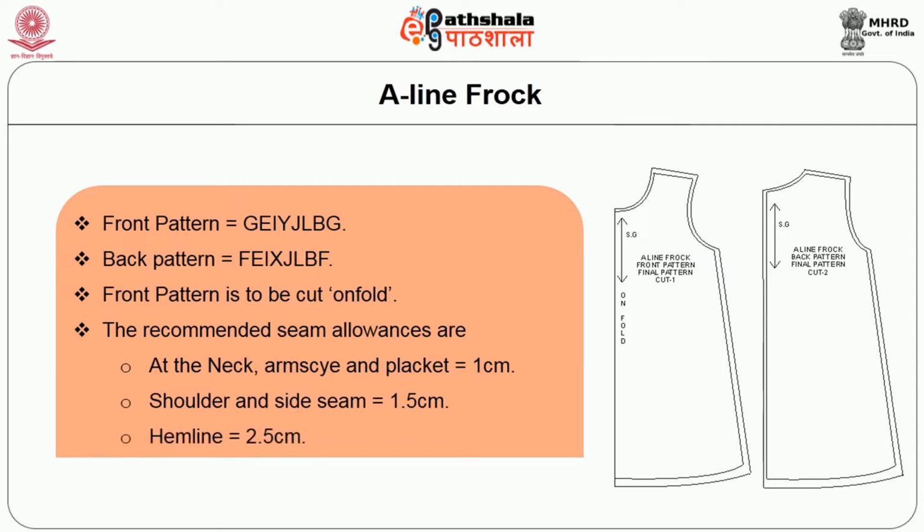The front pattern is GEIYJLBG. Back pattern is FEIXJLBF. The front pattern has to be cut on fold. The recommended seam allowances are: at the neck, armscye and placket it is 1 cm, shoulder and side seam 1.5 cm, and hemline 2.5 cm.